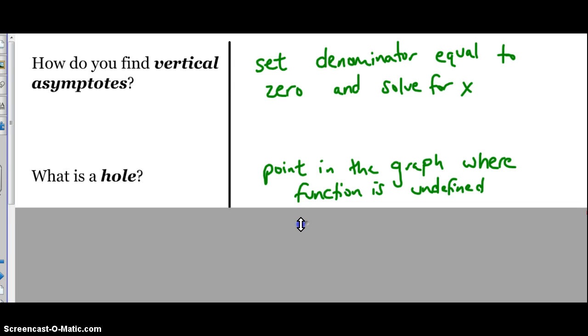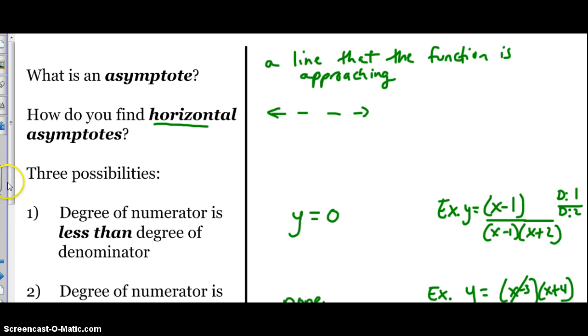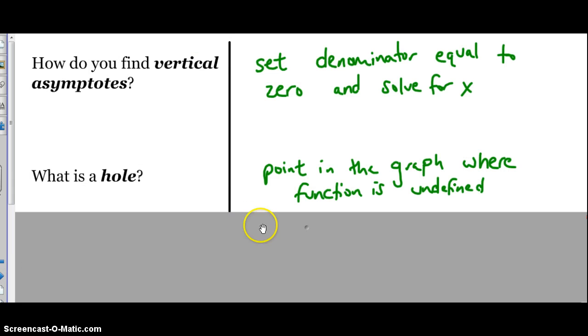A hole is a point in the graph where the function is undefined. So if you take a look at our example from the previous slide, here, this x minus 3 and x minus 3, that would be a hole in the graph. It would not be a vertical asymptote. And a hole is a point in the graph where the function is undefined.